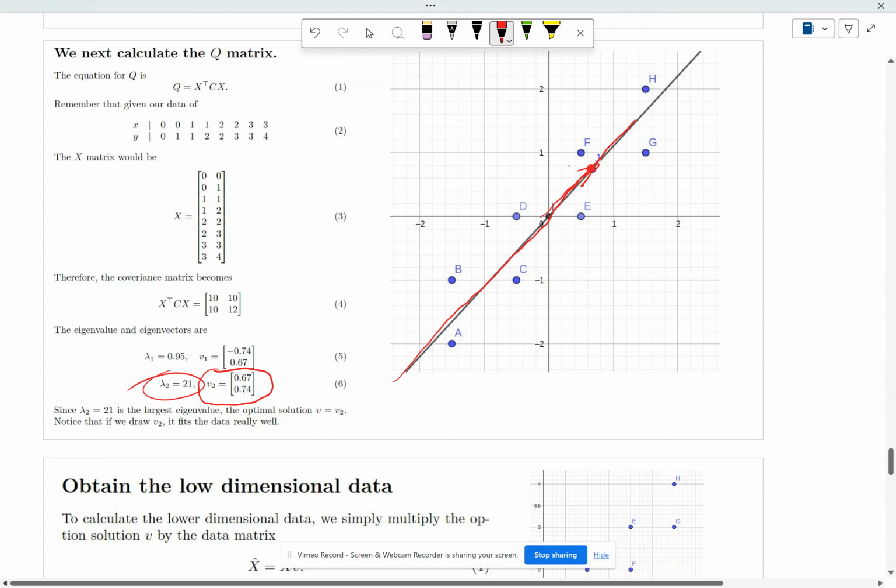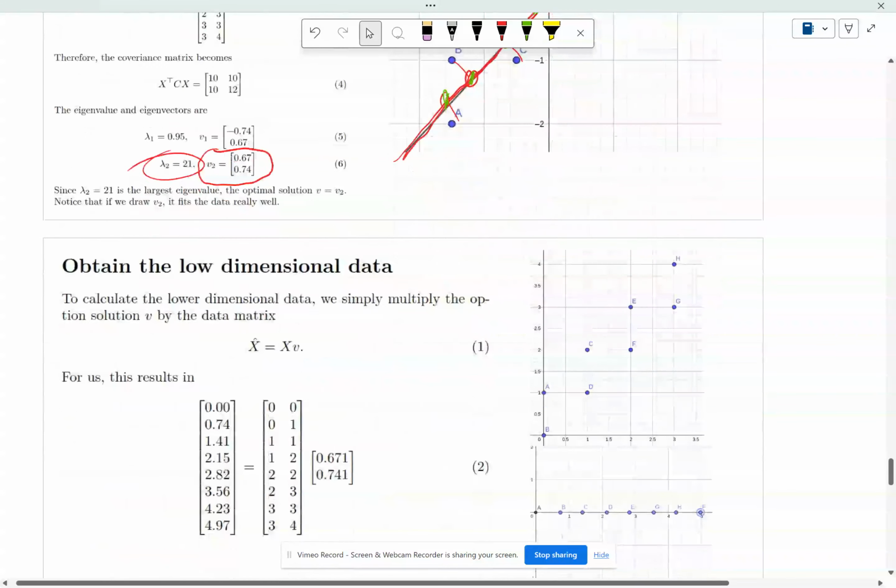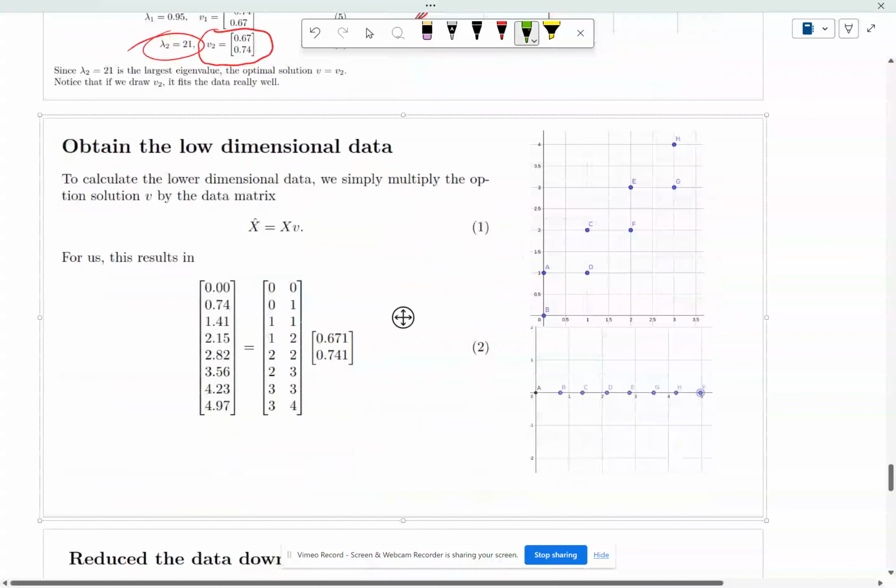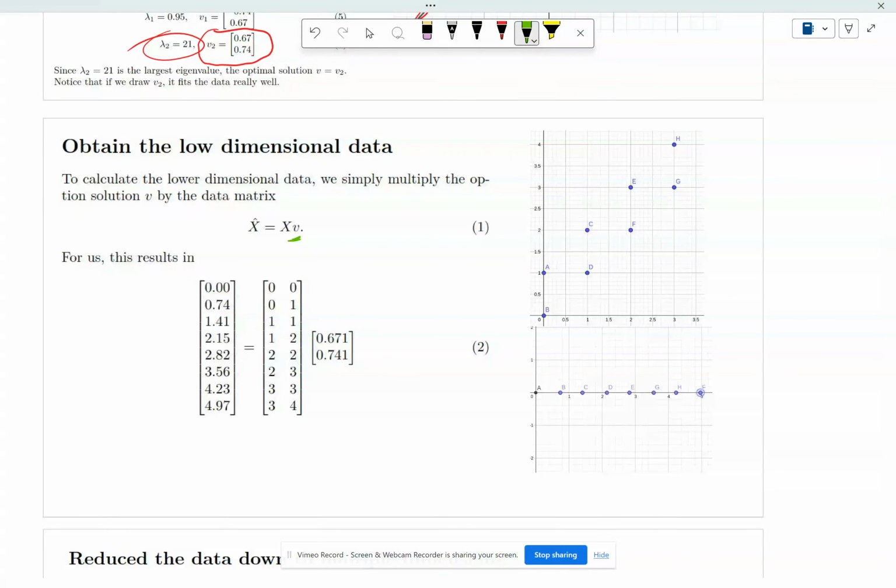Notice how the vector is essentially this line that gives you the perfect projection, so that the data is going to look very similar to the original. Okay. Now, once you have V, you can obtain the low dimension by just multiplying X and V. This is how you multiply this by this. That's how you do projection.